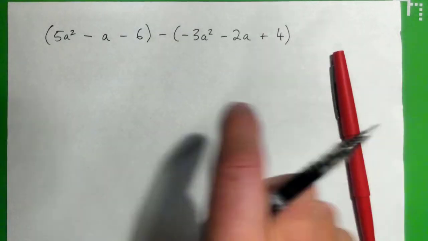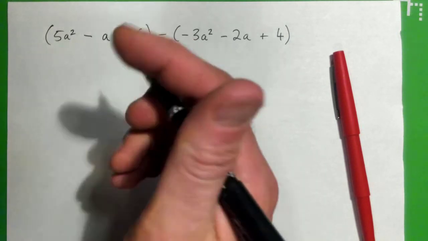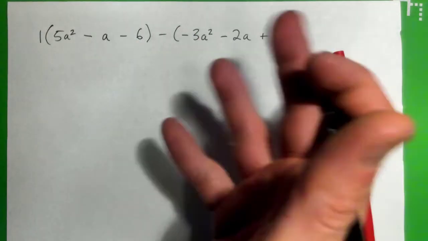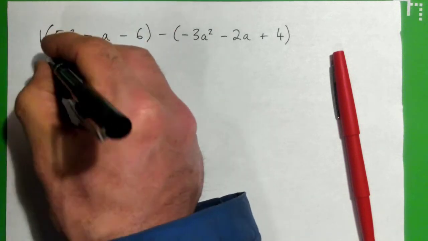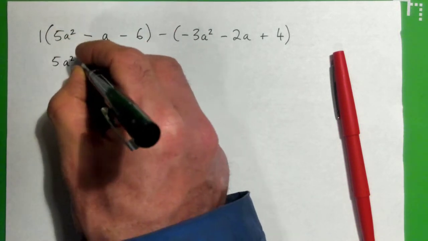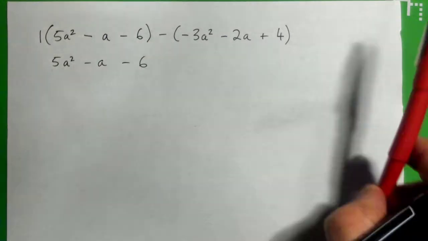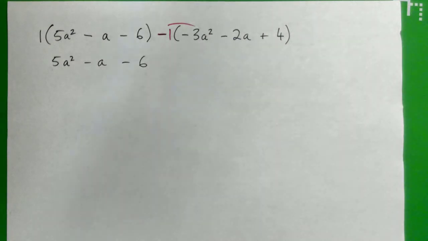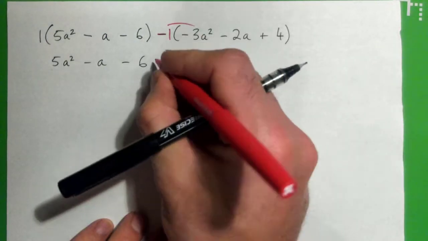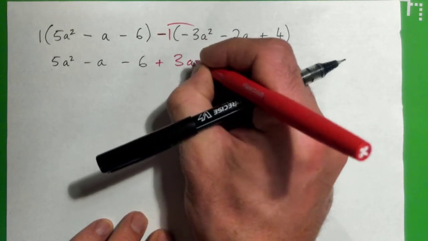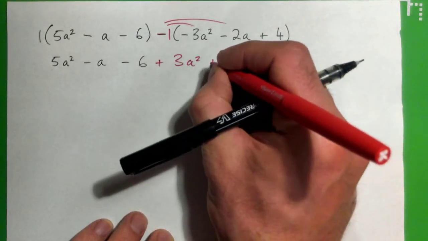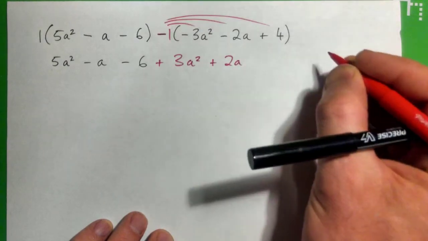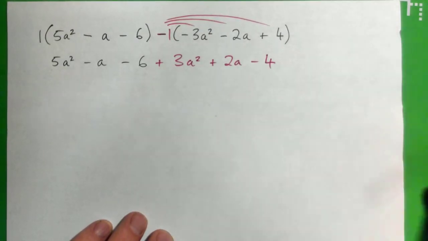So on the first parenthesis, we can ignore that. It's like having a 1 here, right? It's 1 times all these things. So these first parentheses can just drop away. They're not needed. 5a squared minus a minus 6. But we've got a negative 1 times everything here. So negative 1 times that is plus 3a squared. Negative 1 times that is plus 2a. Negative 1 times 4 is negative or minus 4, right?